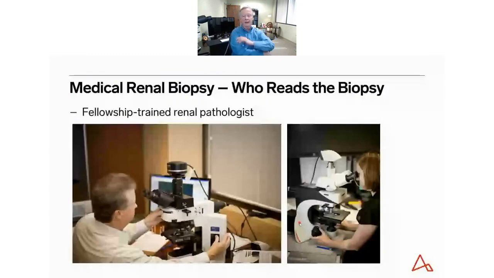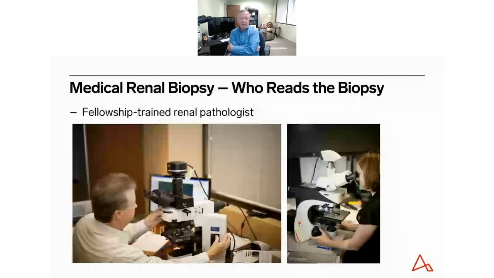All right, now who's going to read the biopsy? I asked Chastity not to put that old picture of me when my hair was still brown. It's gray now. And Christy, one of our other renal pathologists, reading kidney biopsies.